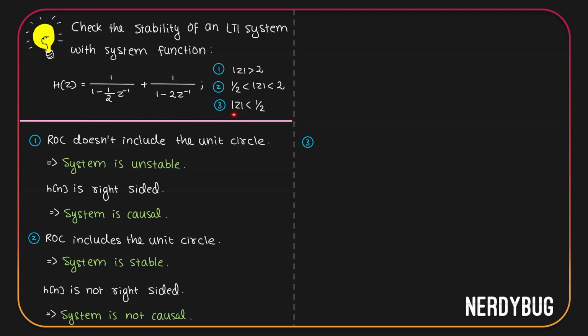In the third case, magnitude of z is less than 1/2. Which means the ROC does not include the unit circle where magnitude of z is equal to 1.